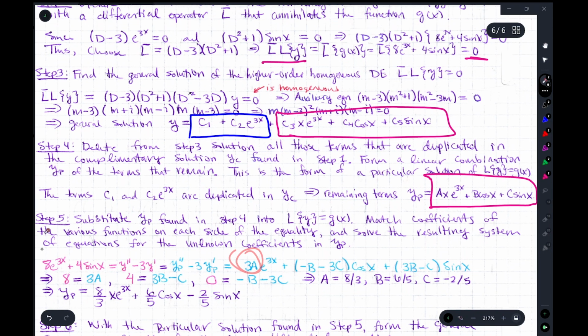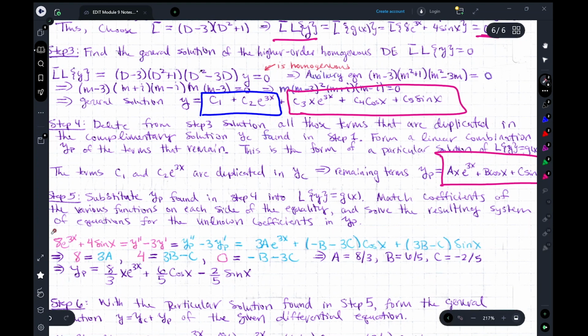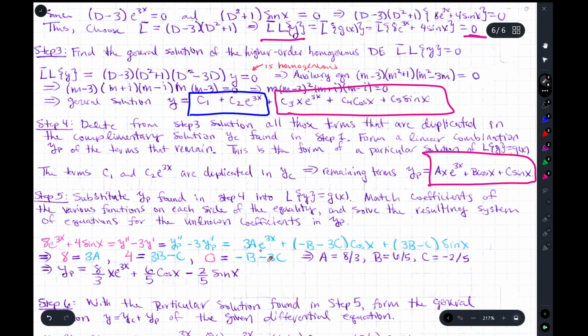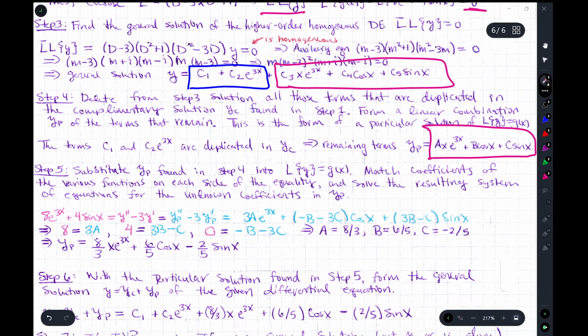So this guy has to equal 8 because these are the coefficients in front of that same form. What's in front of the cosine x? Well, here is negative b minus 3c. Over here is 0. There's like, if you will, a 0 cosine x. So that's where you're getting this here. And then this sine x, 3b minus c, needs to equal 4, and that's where you're getting that there. Solve those three equations. It's a system. Just solve them, and you get a equals 8/3, b equals 6/5, and c equals negative 2/5. And so now you go back and plug them into your form, and you get this guy here. So this should look very familiar at this point, step 5.